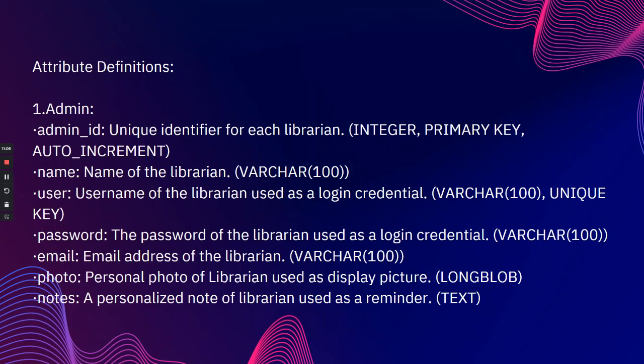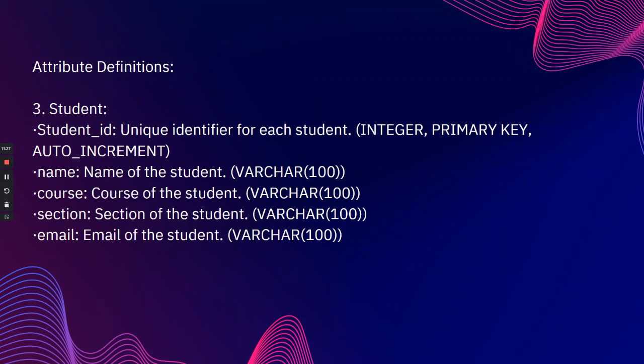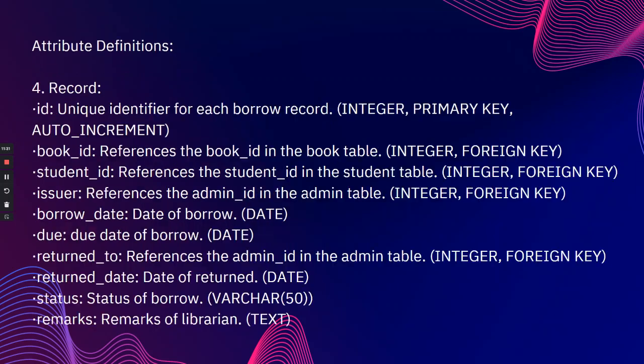Attribute definitions. For admin, this is the same as earlier. You can just see it here for the admin. Here are the attribute definitions for the book. Here are the attribute definitions for the student. Here are the attribute definitions for record.